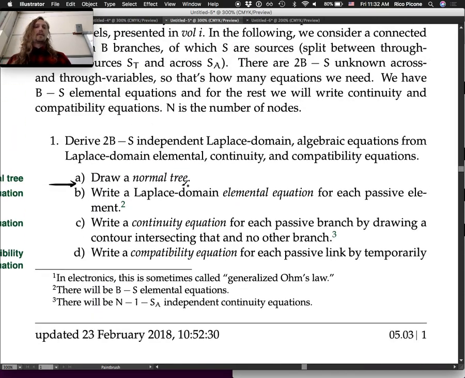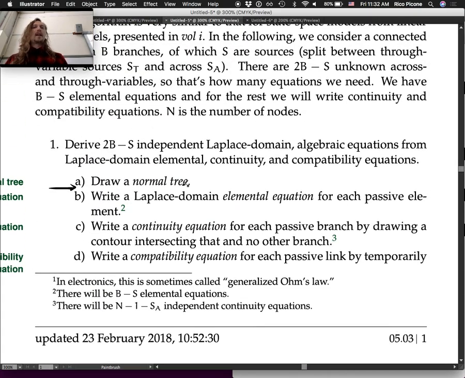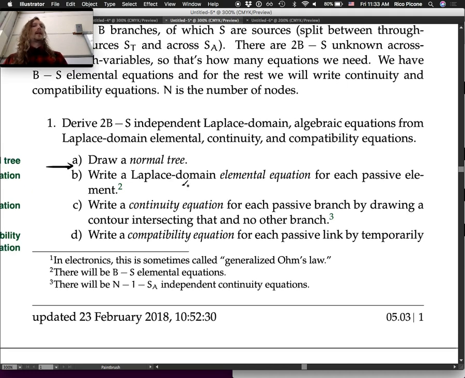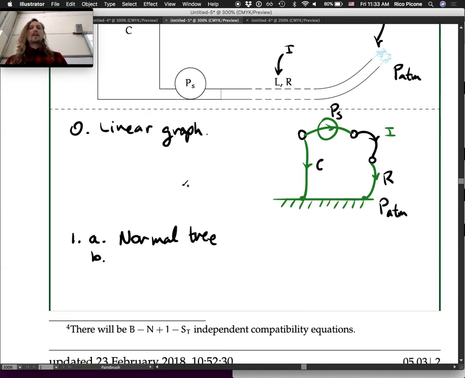B, Laplace domain elemental equation for each passive element. Okay, so we can write ourselves a nice little table here. We have 3 elements, so C, I, and R. And let's write the elemental equation for each.